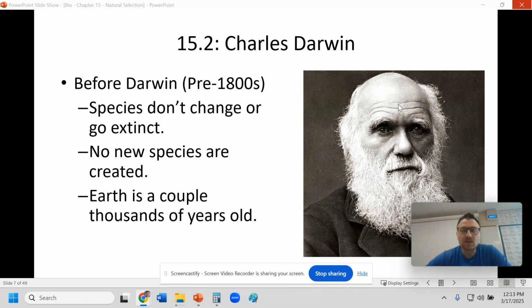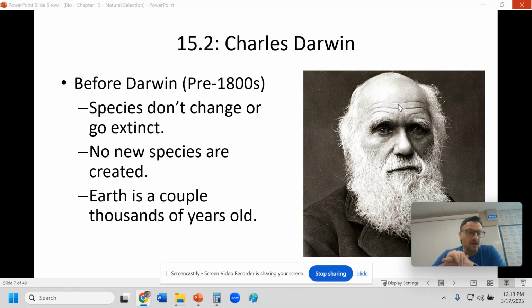So before Darwin, this is the pre-1800s, people don't think that species change or go extinct. They thought that no new species could be created, and they thought that the Earth was only a couple thousand years old. So there were a lot of ideas in this time period that were just incorrect. They thought that species that were here today have always been here, and that no species could actually go extinct. That's obviously wrong.